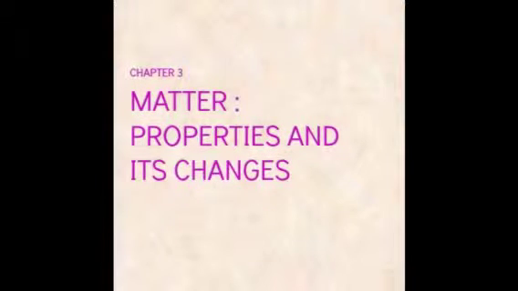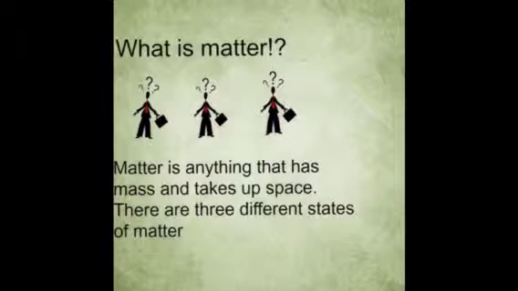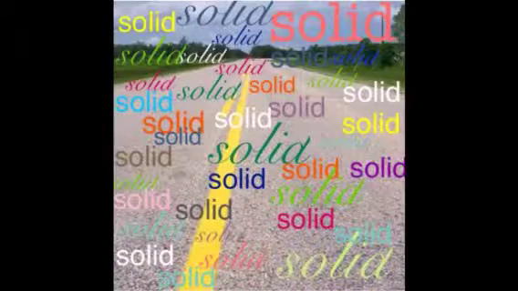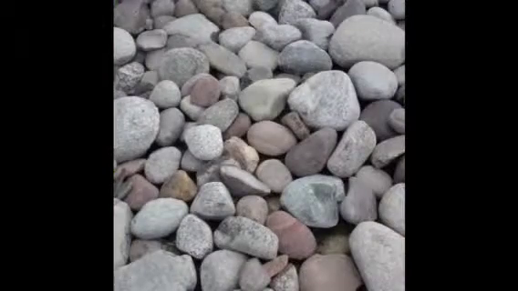In this video, you will be learning about matter properties and its changes. What is matter? Matter is anything that has mass and takes up space. There are three different states of matter: solid, liquid, and gas. Solid is a form of matter that has a definite shape and volume.